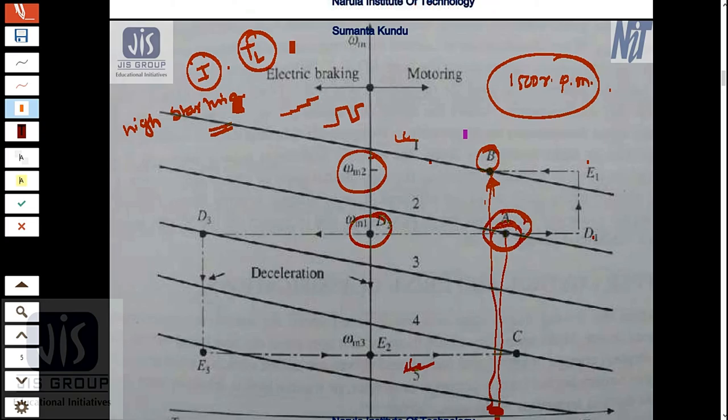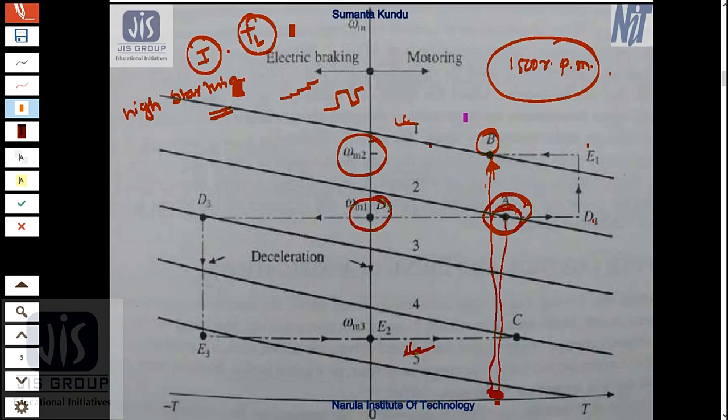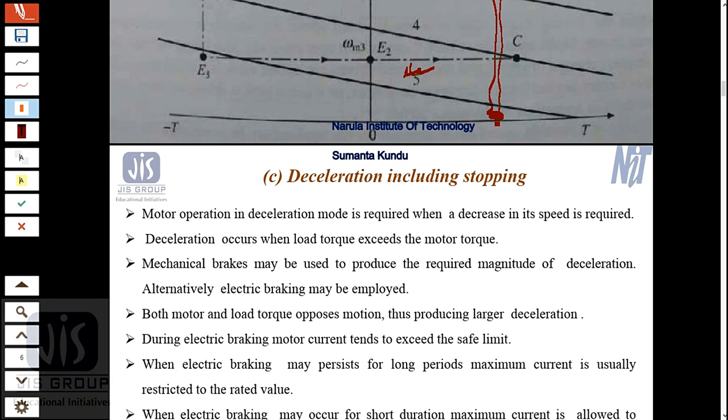Okay. Now, if we discuss motor operation in the deacceleration condition. Deacceleration means that the motor operation is decreasing the speed, as simple as that. Now, when deacceleration occurs, that means the motor torque is less than the load torque, because if it is higher, then acceleration occurs. And mechanical brakes may be used to produce this deacceleration process.